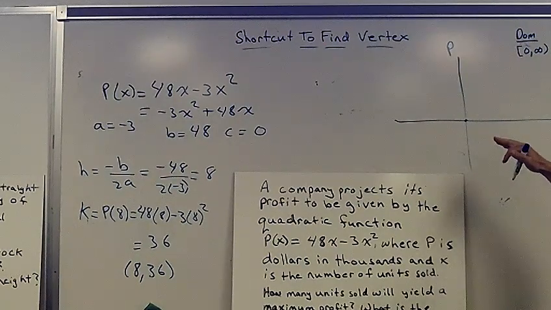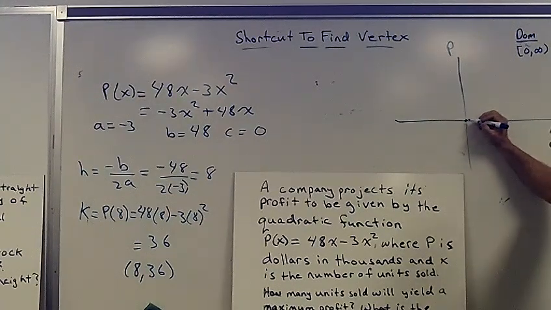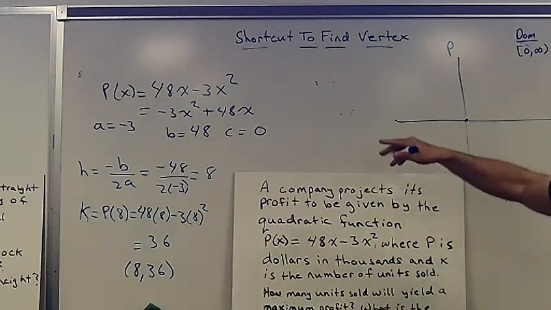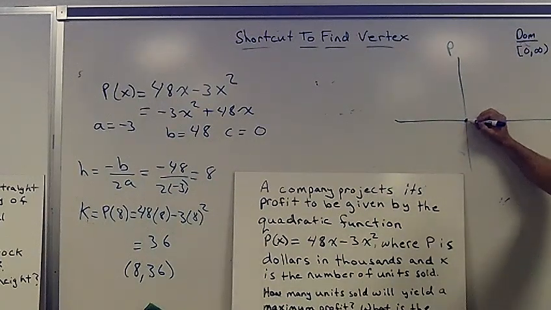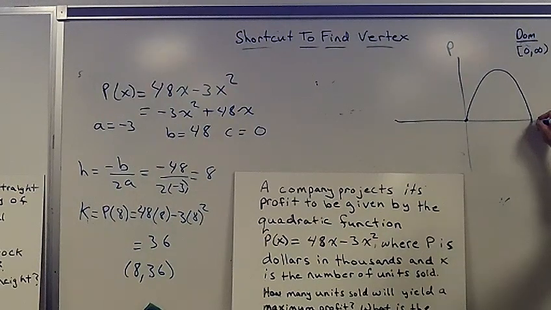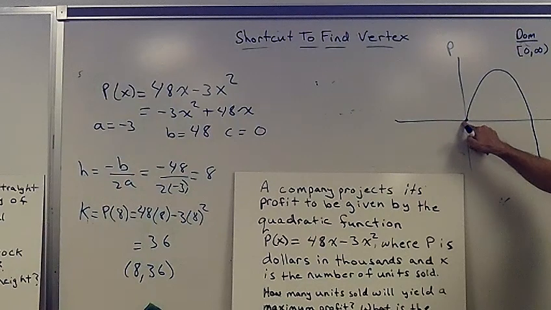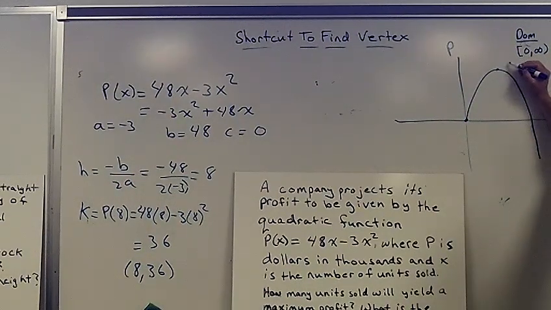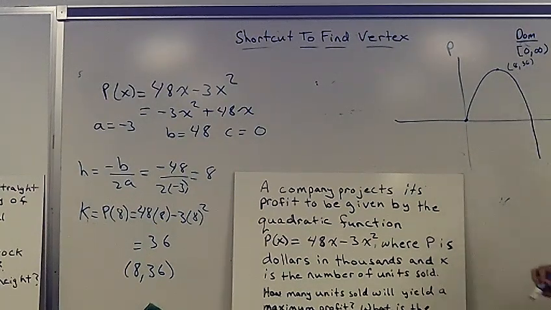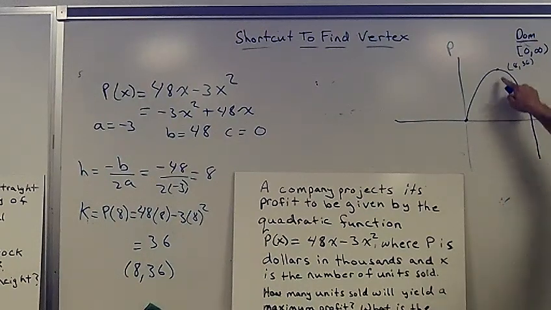Likewise, well, what about profit? Well, profit could be negative, actually. But my starting point is going to be right here. Now, A is negative 3, so it opens downwards. So we get something that looks like this. This parabola starts right here at 0, 0. Here is the point that we found, 8, 36. That is the point where our profit will be the maximum.